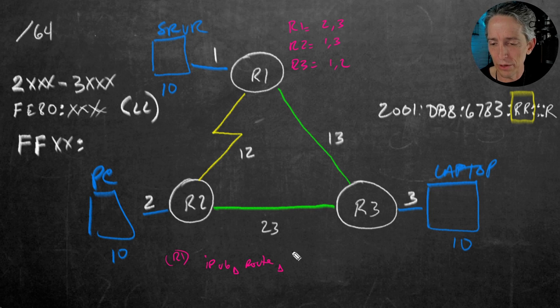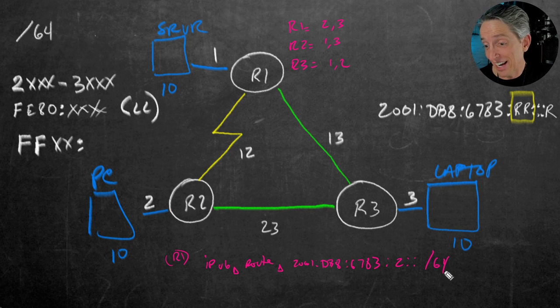So if we're talking about the 2 network, it would be 2001:DB8:6783:2. That's the network. So that's the syntax, actually. ipv6 route, if you need to get to this network, then with a space, what's the next hop going to be? And that's my question for you. What's the next hop going to be?